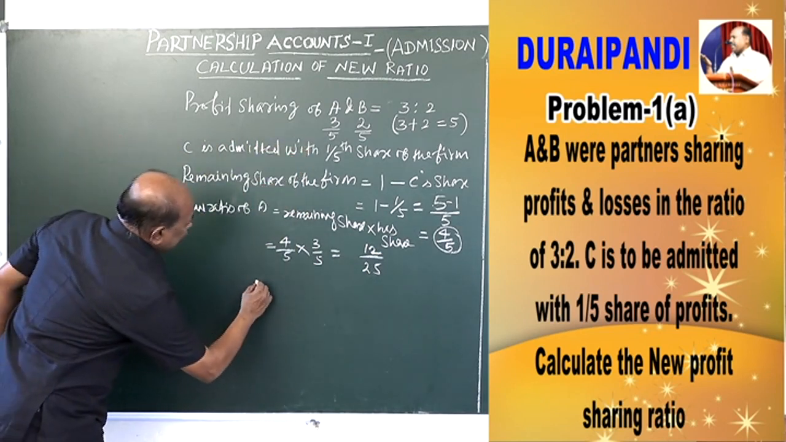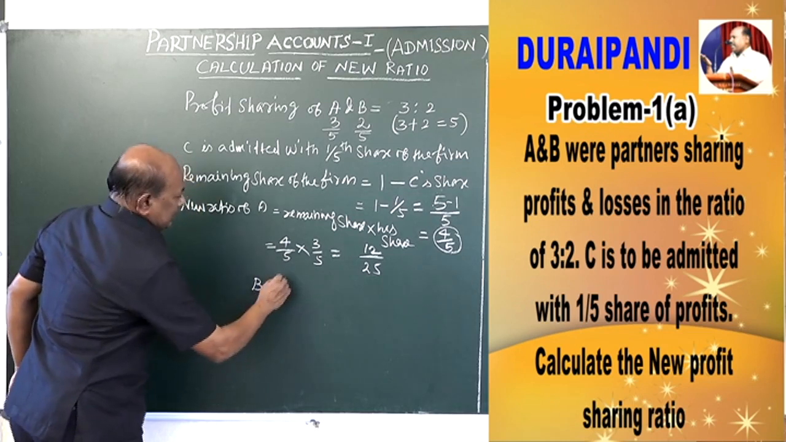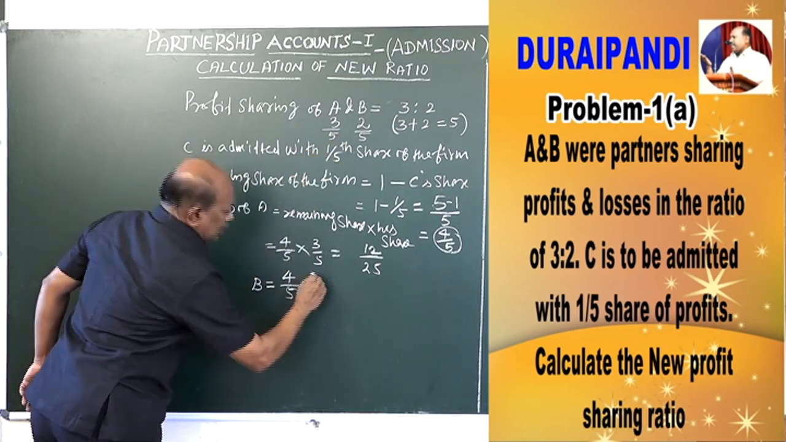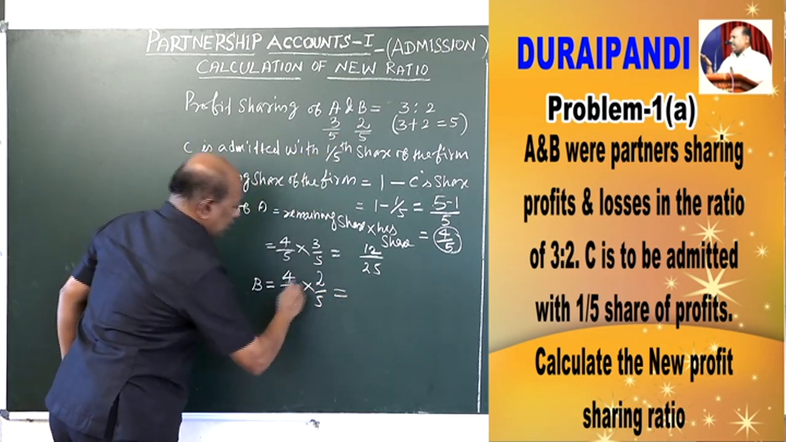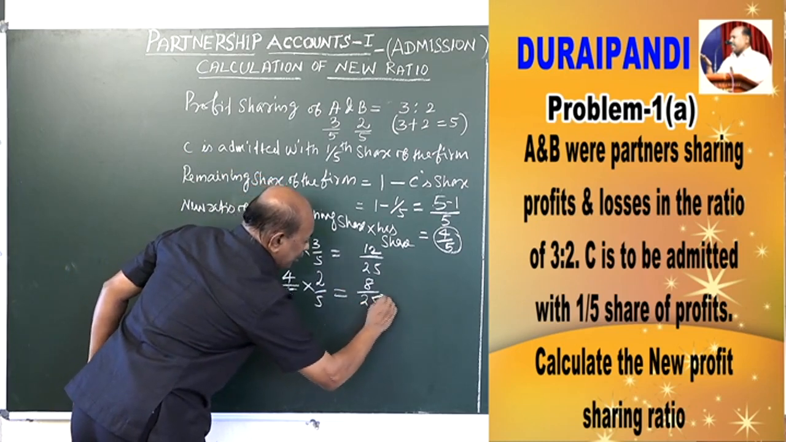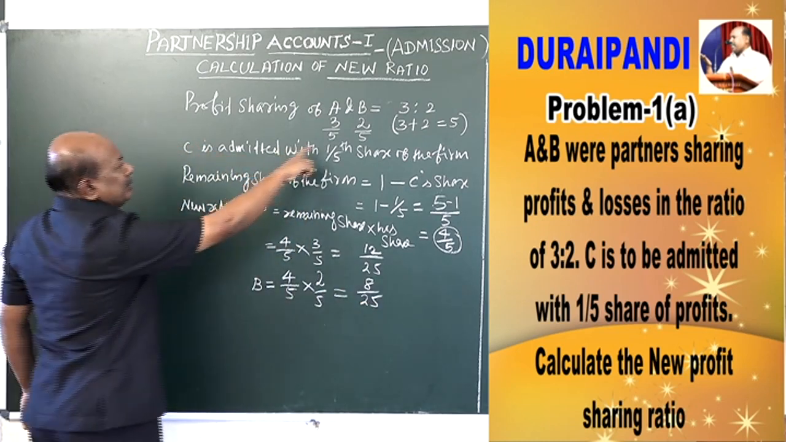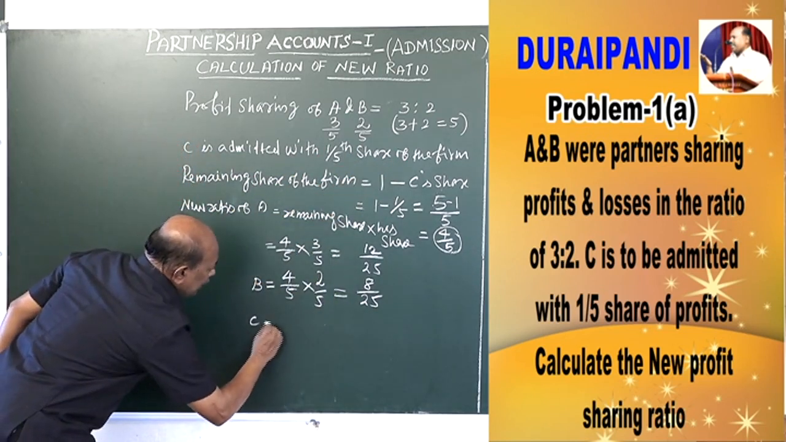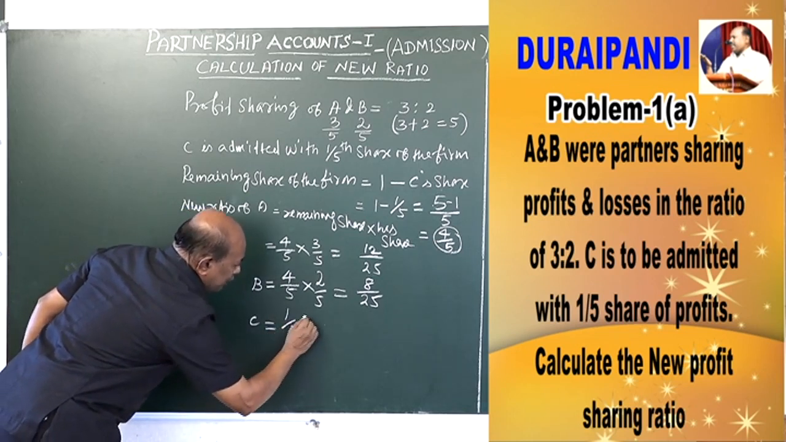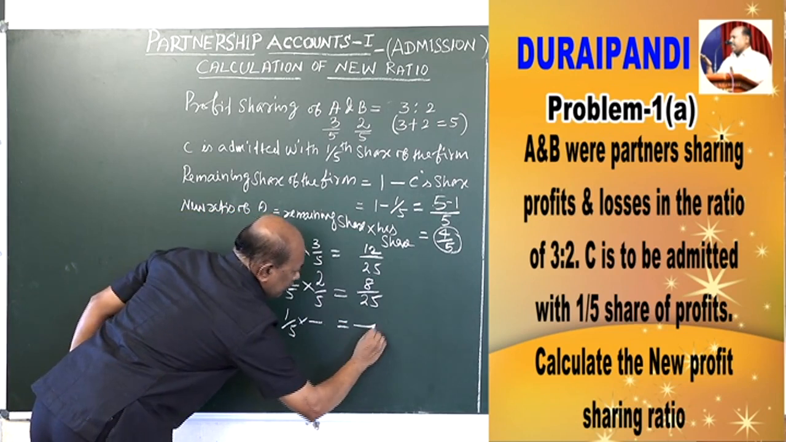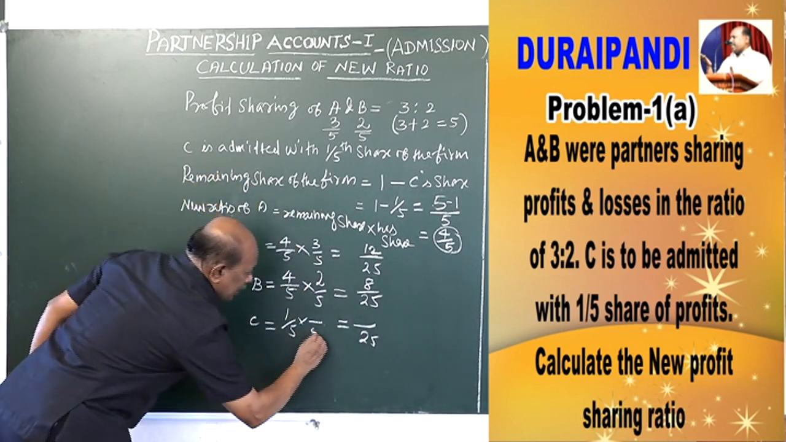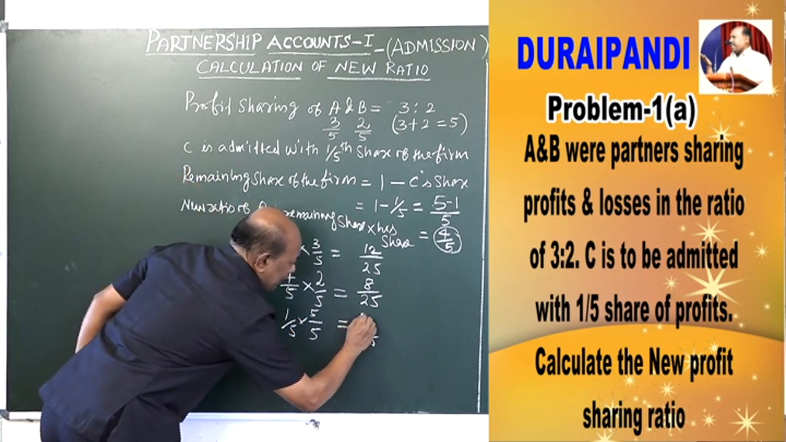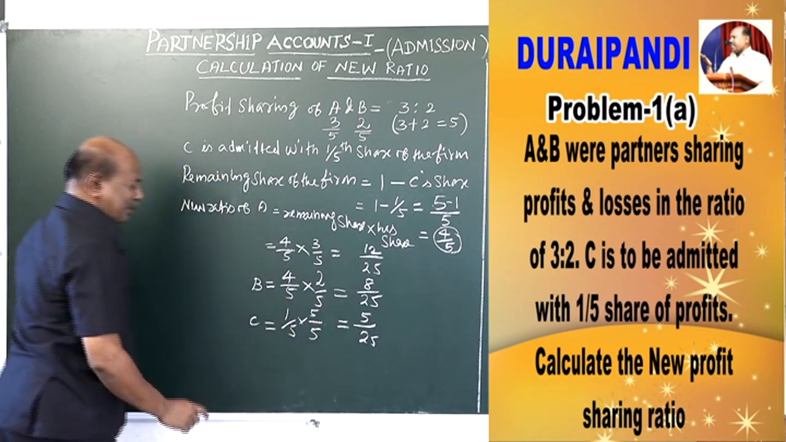Now we have to calculate the new ratio for B. That is, the remaining share of the firm, 4 by 5, into his share 2 by 5. That is equal to 8 by 25. Now make C's share into 25th form. C equal to 1 by 5, make it 25. Here multiplied with 5, the same number multiplied with the numerator also. That is 5 by 25.